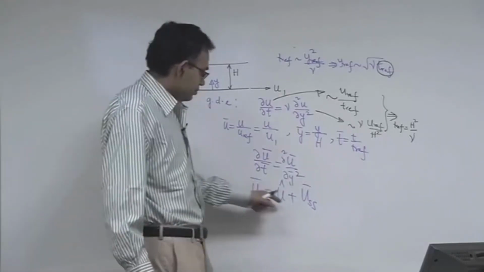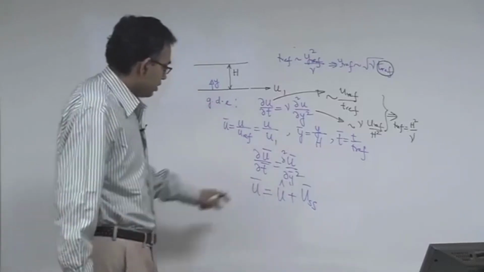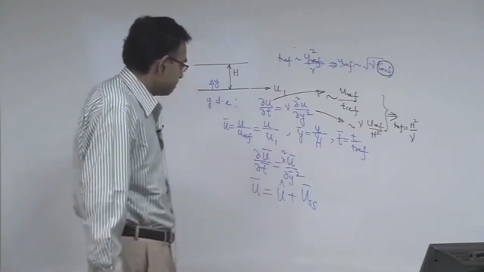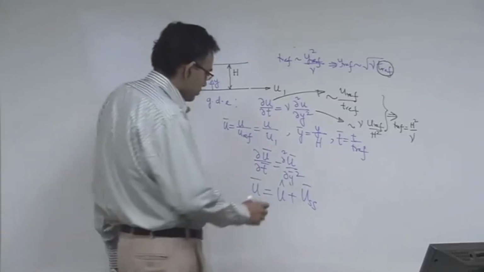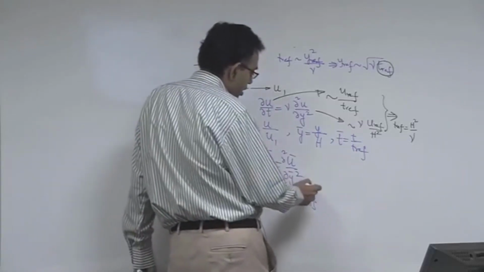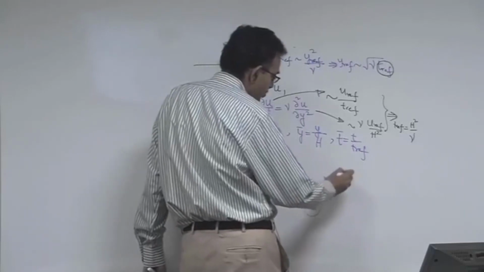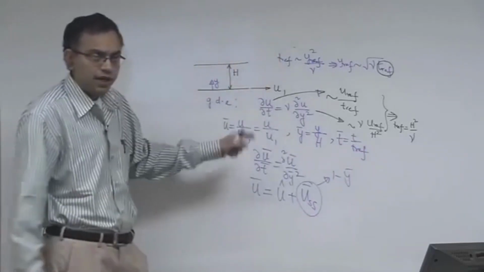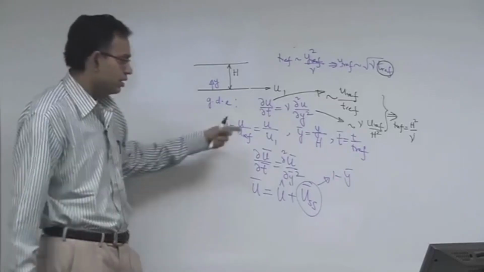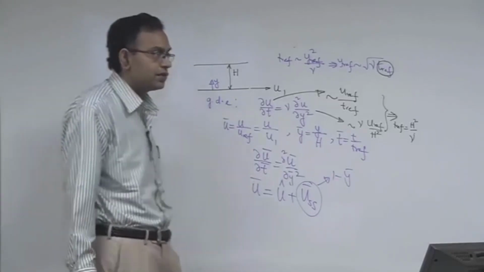So, then you can write here, u steady state we have already solved, the solution is 1 minus y bar. We will keep this in mind, we will make use of this whenever we are going through the mathematical part of the solution.